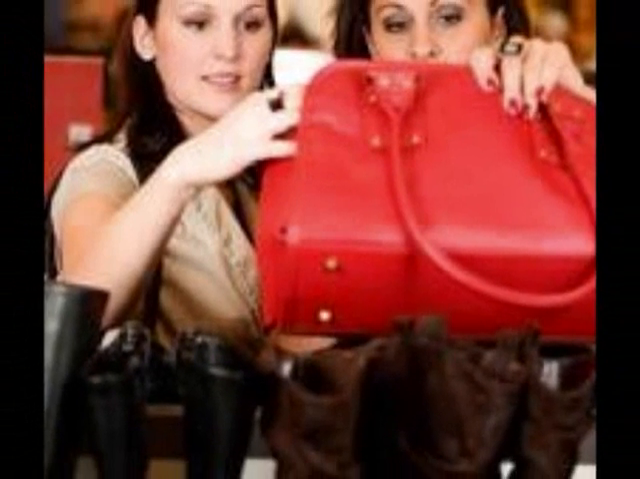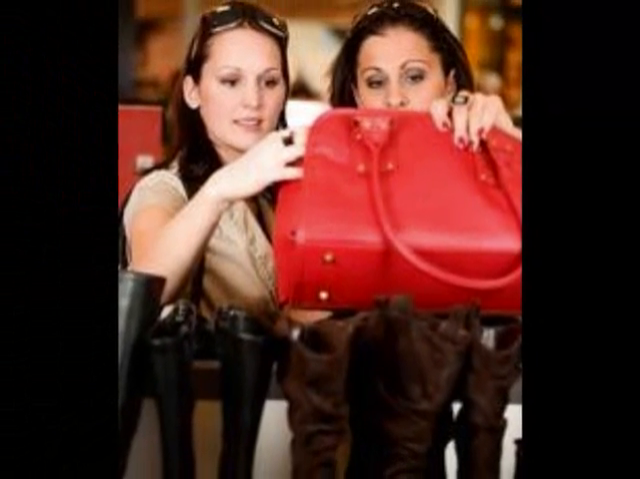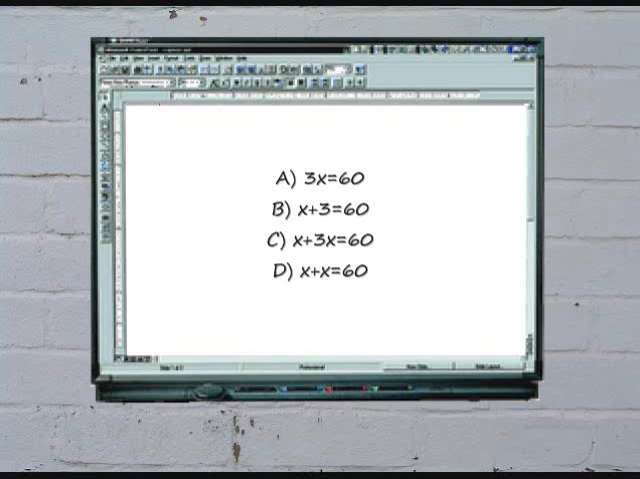Ramona and Diane went to the mall shopping for clothes. Ramona spent 3 times as much as Diane. Total they spent $60. Which equation could be used to find the amount of money, or x, that Diane spent?